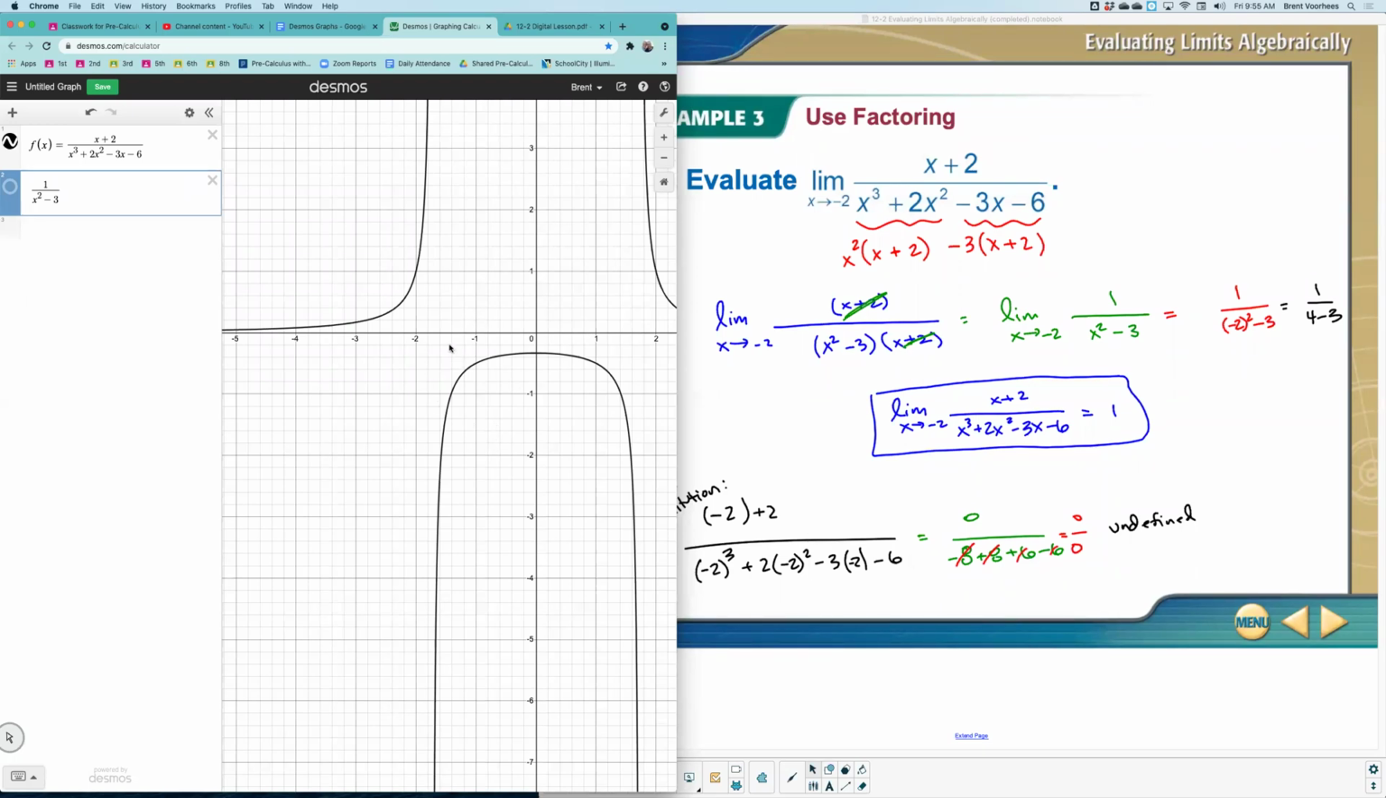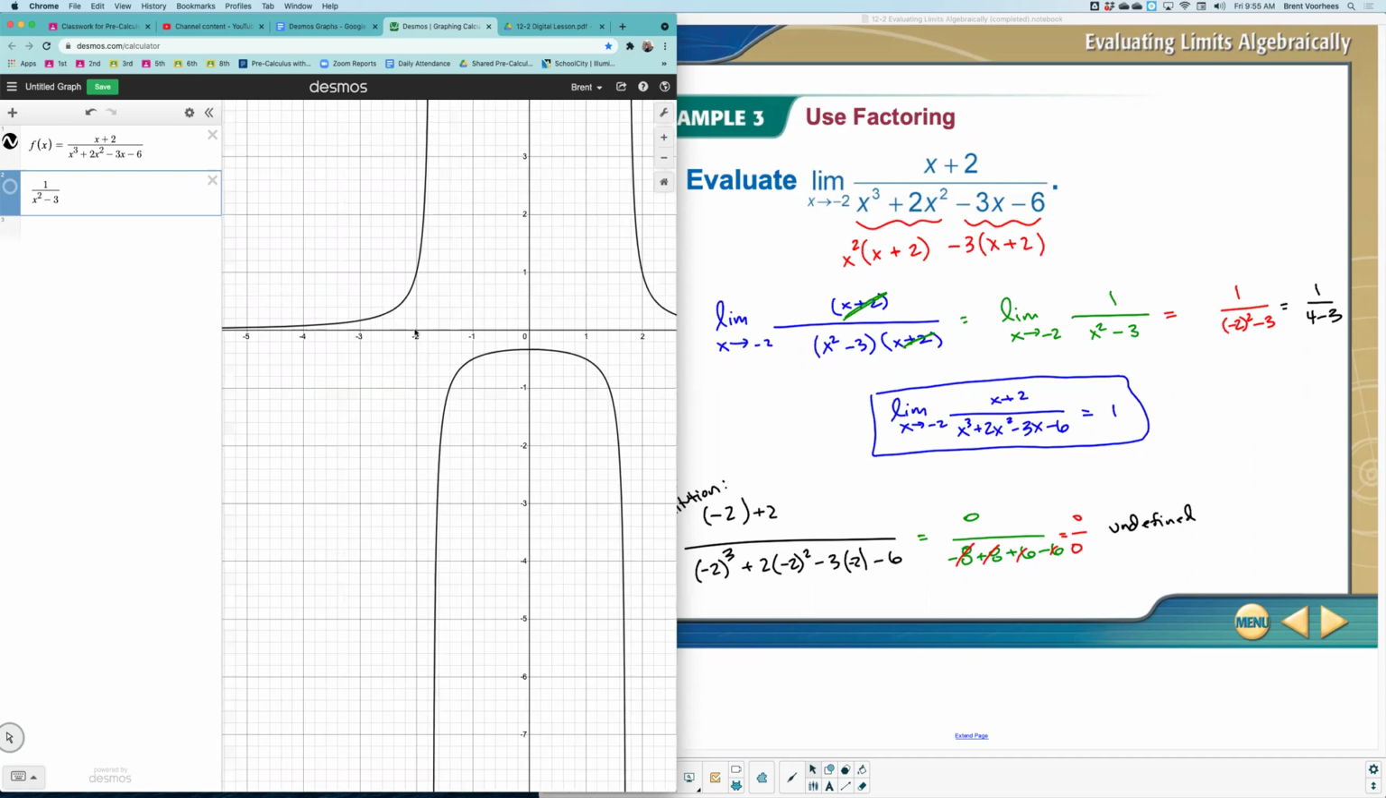Okay, I see what I'm doing wrong here. I was thinking negative 2 was where this vertical asymptote is. As I look closer, I see that negative 2 is not the asymptote. That negative 2 value approaches the y value of 1, which is exactly what we got here. As you approach negative 2 from the left and the right side, it approaches this y value of 1. So that's correct.